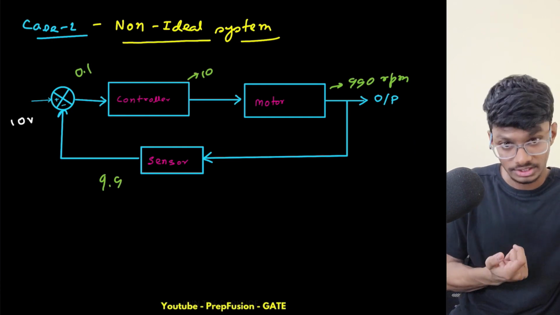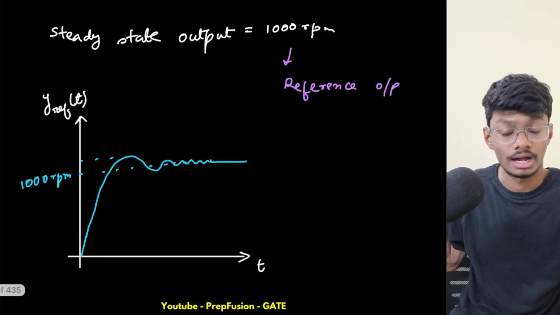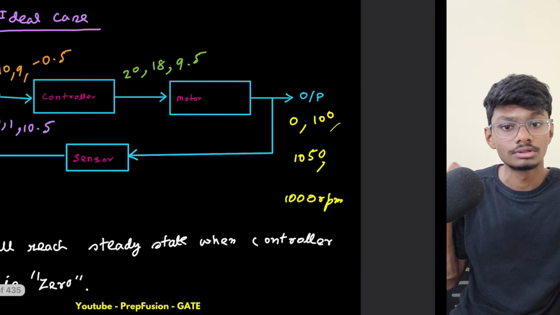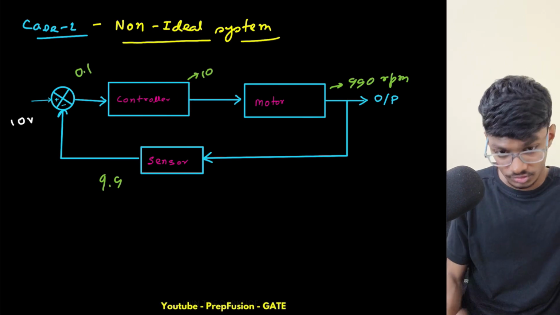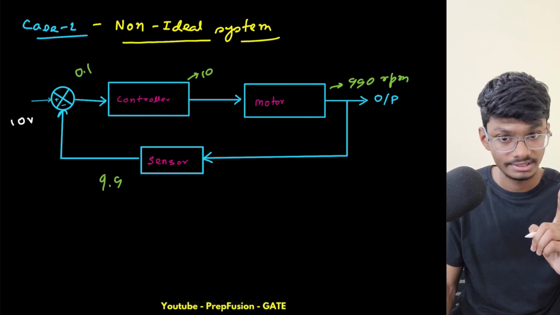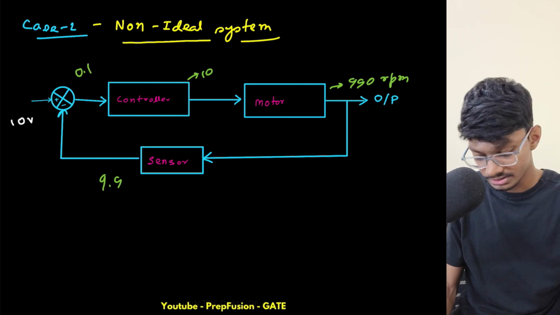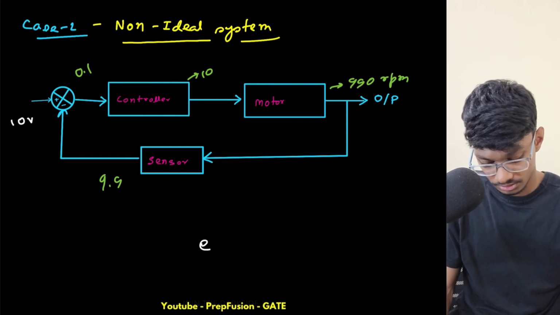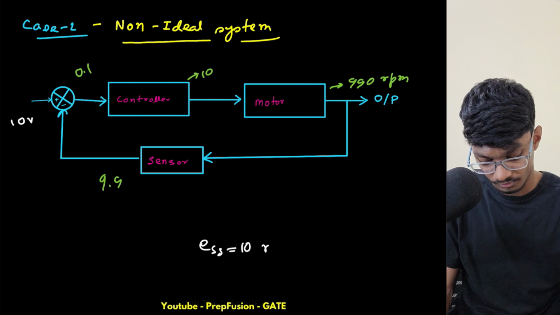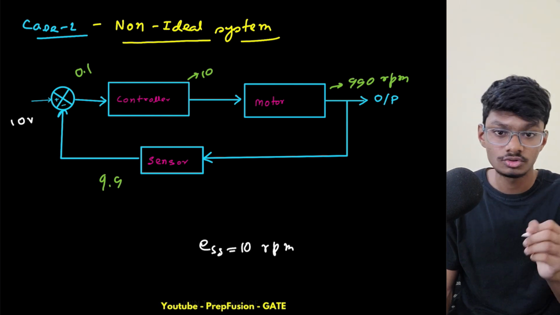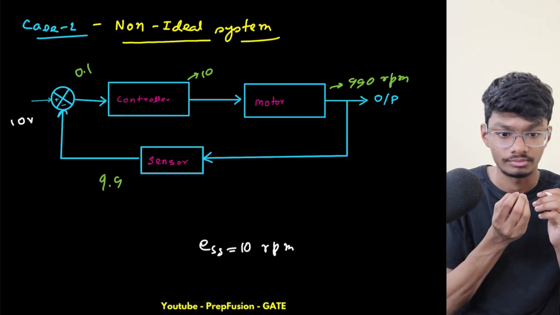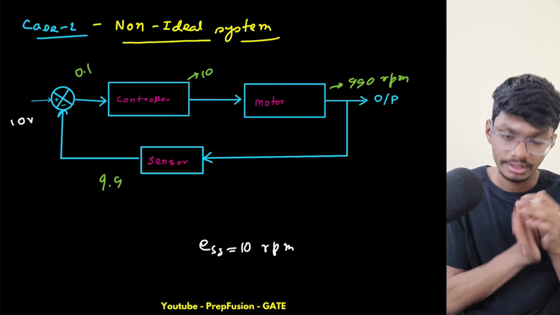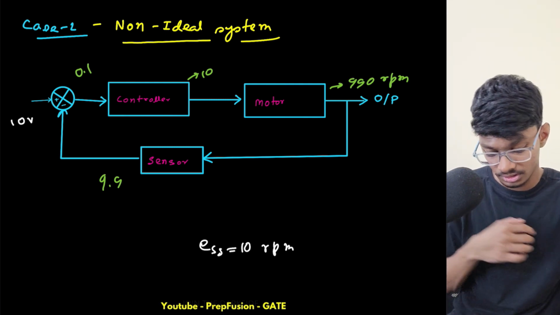So actually I'm getting 990 rpm, but what should I have got? I should have got 1000 rpm. So this is basically the steady state error. What is the steady state error here? Steady state error is 10 rpm, because actually I should have gotten 1000 rpm, but I am getting only 990 rpm. So steady state error is 10 rpm. I'll write the definition in the next few slides.